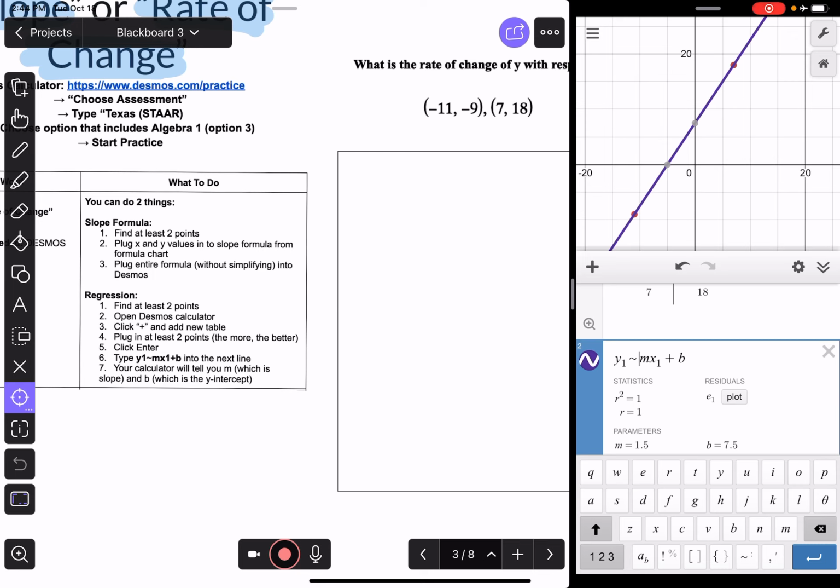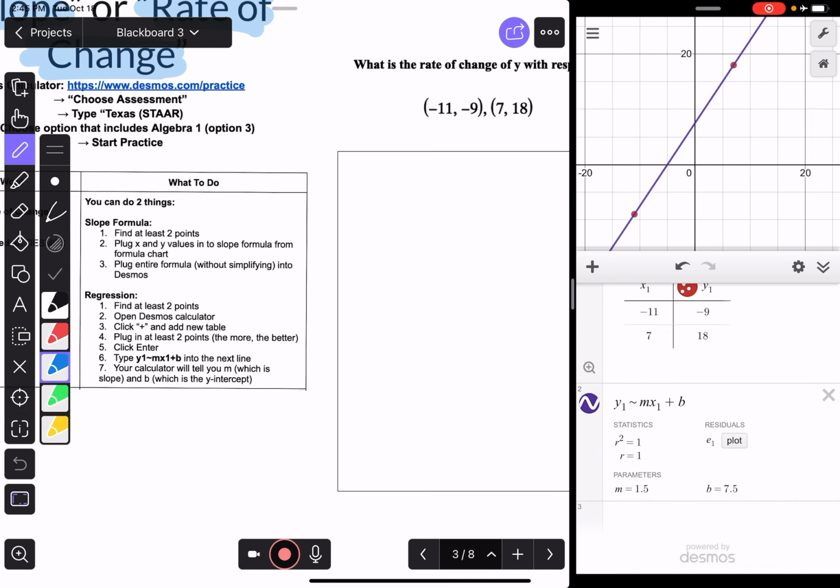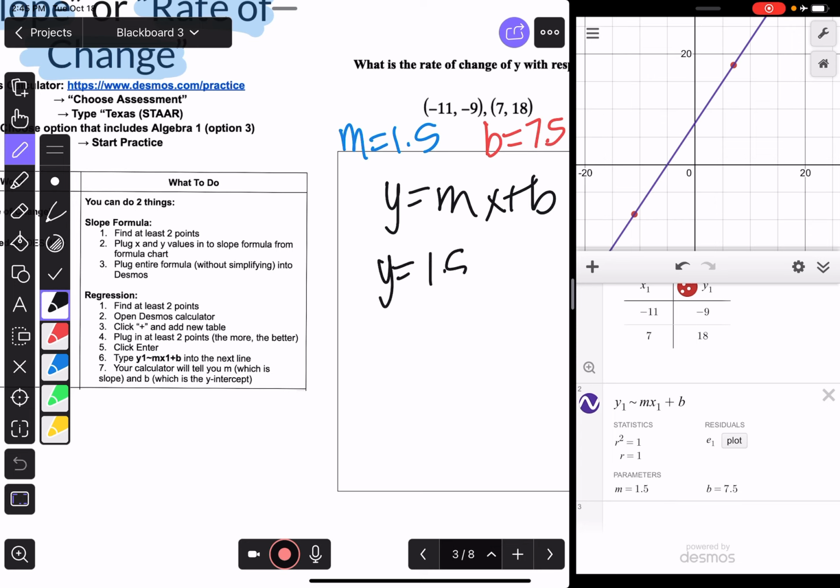But notice here now, if you look right down here, we've got m equals 1.5. We can ignore all the r. You're not going to need any of the r for Algebra 1. So m equals 1.5, and it also told us that b is equal to 7.5. And if we look at our formula chart, y equals mx plus b, we found slope and y-intercept. And we could actually write the equation now. We could have y equals 1.5x plus 7.5, which you might see questions that ask that as well. But more likely than not, it's really just going to ask for the rate of change.